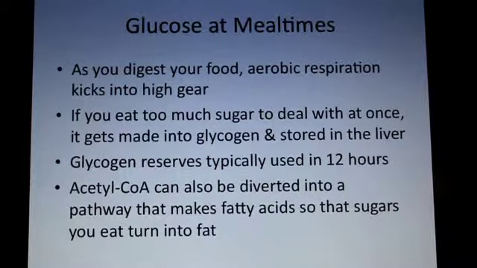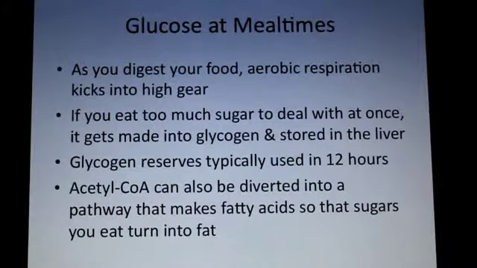So, what does this mean for you after you eat? How does your body take the glucose and do respiration? Well, as you digest your food, aerobic respiration kicks into high gear. If you eat more sugar than your body needs at that instant, it gets made into glycogen and stored in your liver. The glycogen reserves are typically used up in 12 hours, so that's what keeps your blood sugar up even when you're not eating.